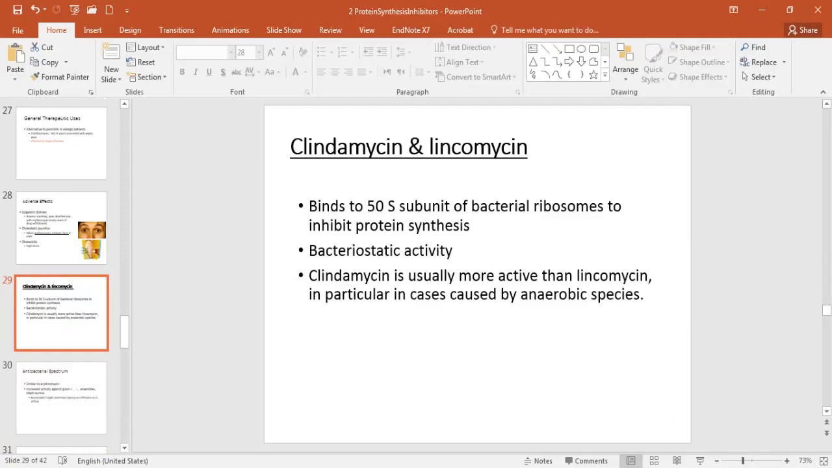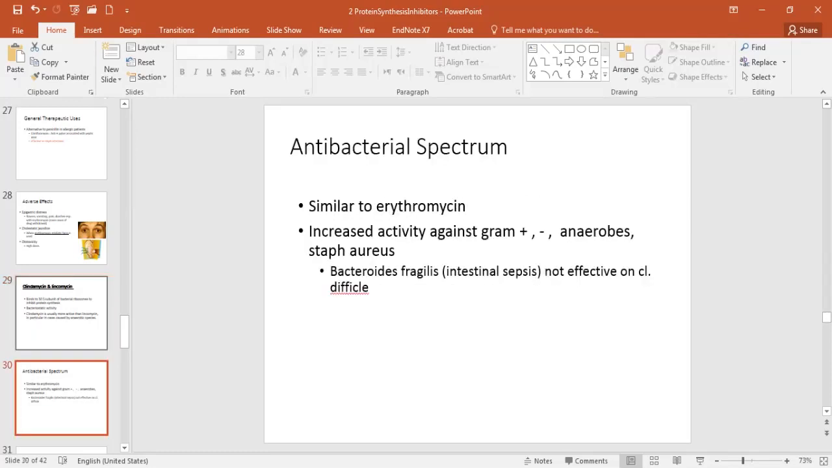Now we come to clindamycin and lincomycin. Again, these bind to the 50S subunit of bacterial ribosomes to inhibit protein synthesis. They are bacteriostatic, and clindamycin is usually more active than lincomycin, in particular in cases caused by anaerobic species. The antibacterial spectrum is similar to erythromycin, with increased activity against gram-positive, gram-negative, and anaerobes, and Staphylococcus aureus.